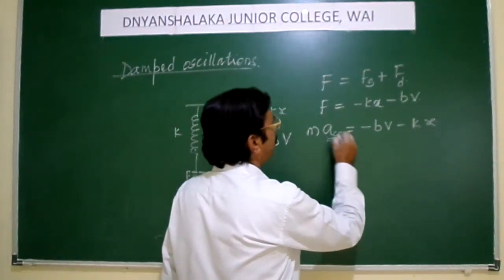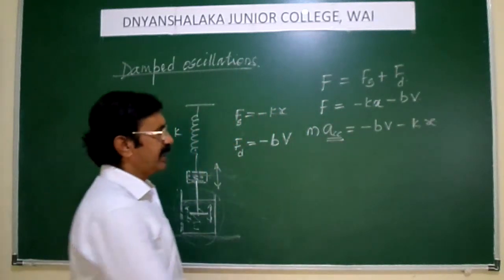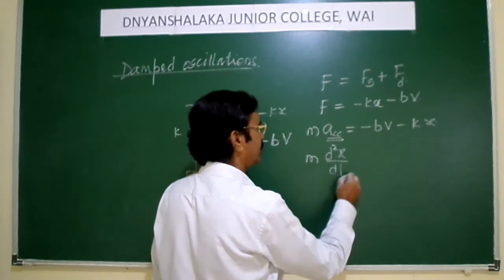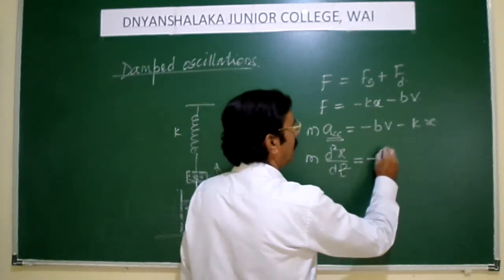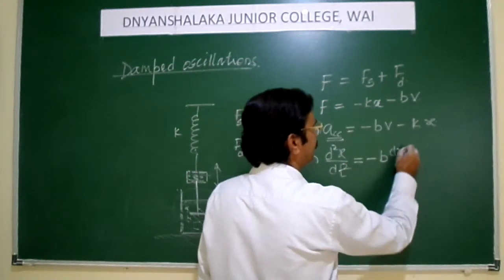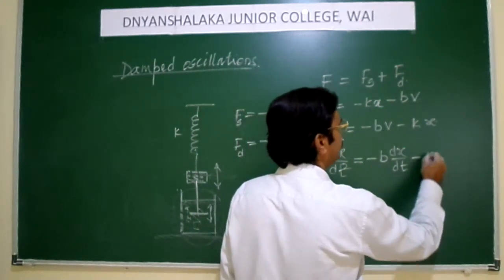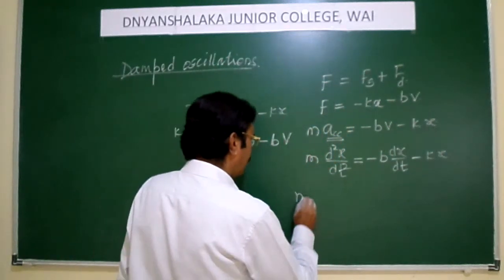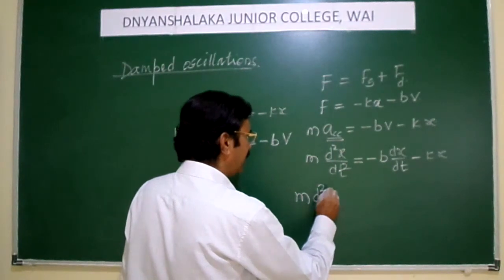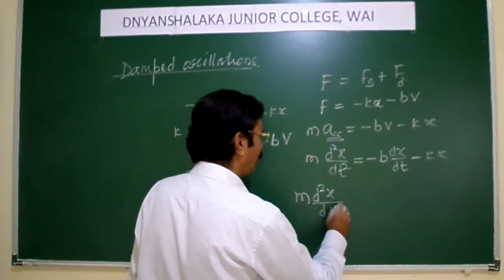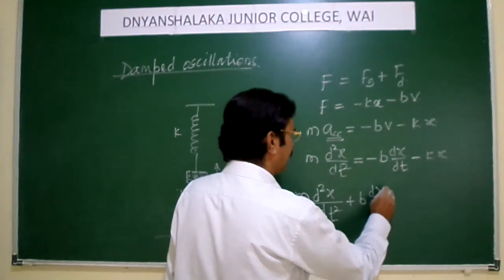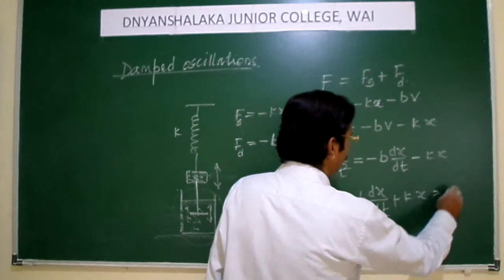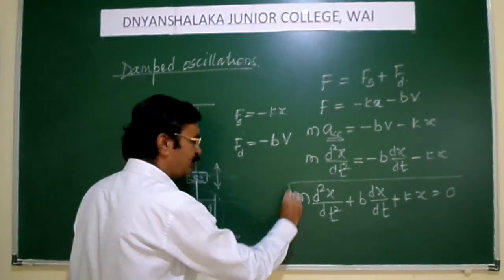But how are we able to express the acceleration? We can express the acceleration as the second order derivative of displacement. Velocity is dx upon dt, minus kx. k is the spring constant. And so when we write this as m d2x upon dt2 plus b dx upon dt plus kx, this is equal to 0. This is the differential equation for the damped oscillations.